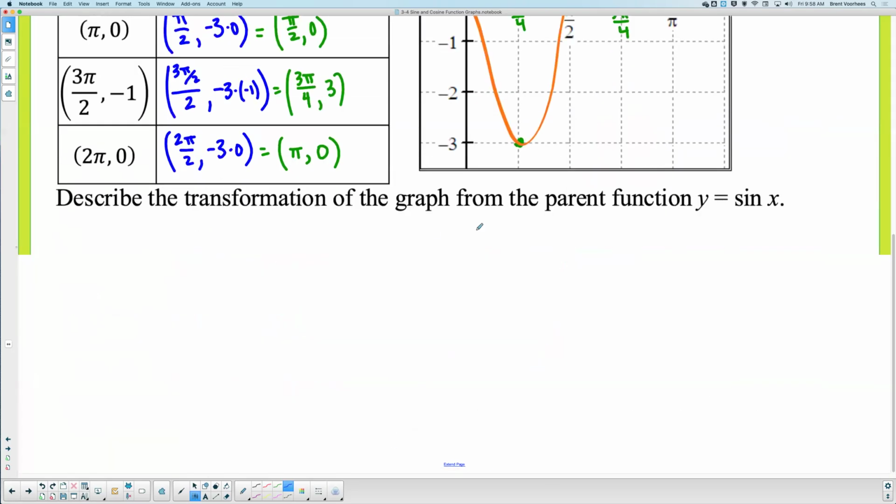So here it says describe the transformations. You would say the graph has been vertically dilated is actually the word. Actually, I'm not sure if that's how you spell vertically. So how about vertical dilation? I know that's correct. Vertical dilation by factor 3.